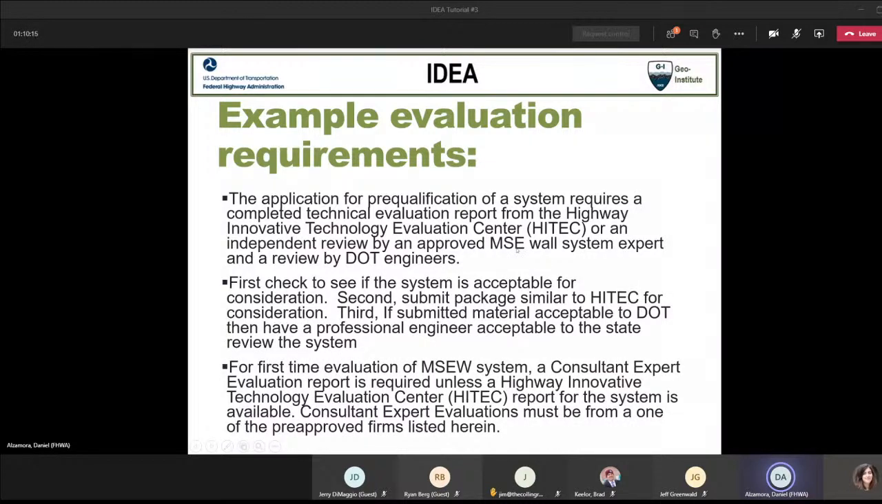For first-time evaluations of MSE wall systems, a consultant expert evaluation report is required unless a high-tech report for the system is available. And then consultant expert evaluations must be from one of the pre-approved firms listed herein. So again, very similar type of language by three different states.